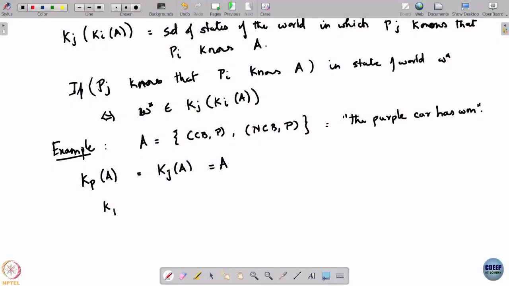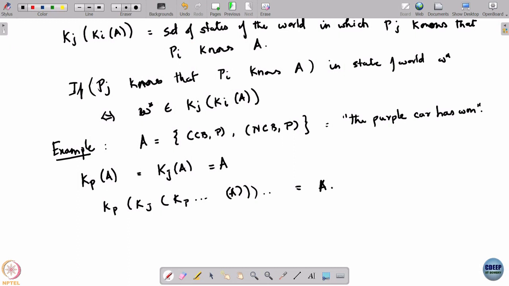When would Paul know that John knows that the purple car has won? It would be A itself. And when would Paul know that John knows that Paul knows that purple car has won? It would be A itself. Right? So in other words, if I can actually construct this, I can have any such thing. Paul knows that John knows that Paul knows that John knows, etc., etc., etc. of A. That would be equal to A.